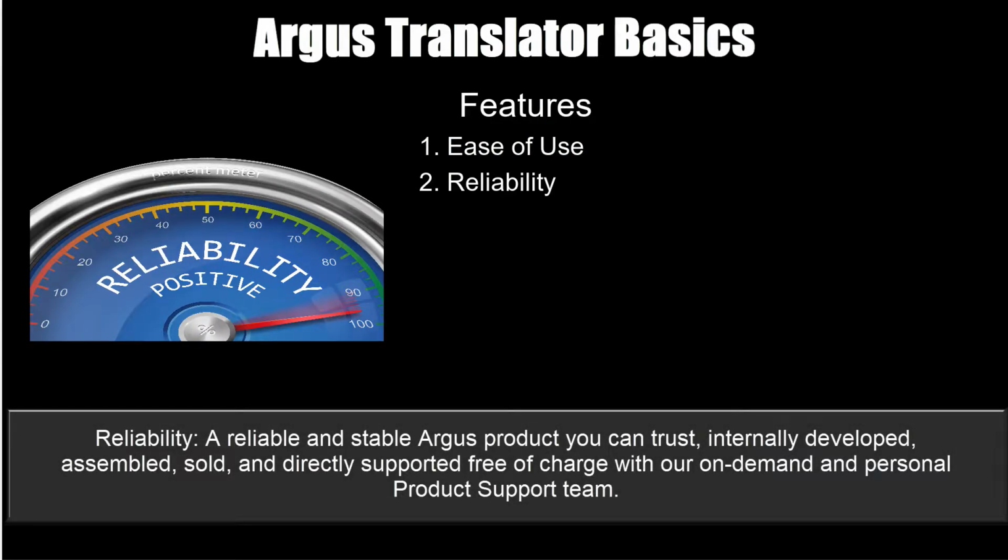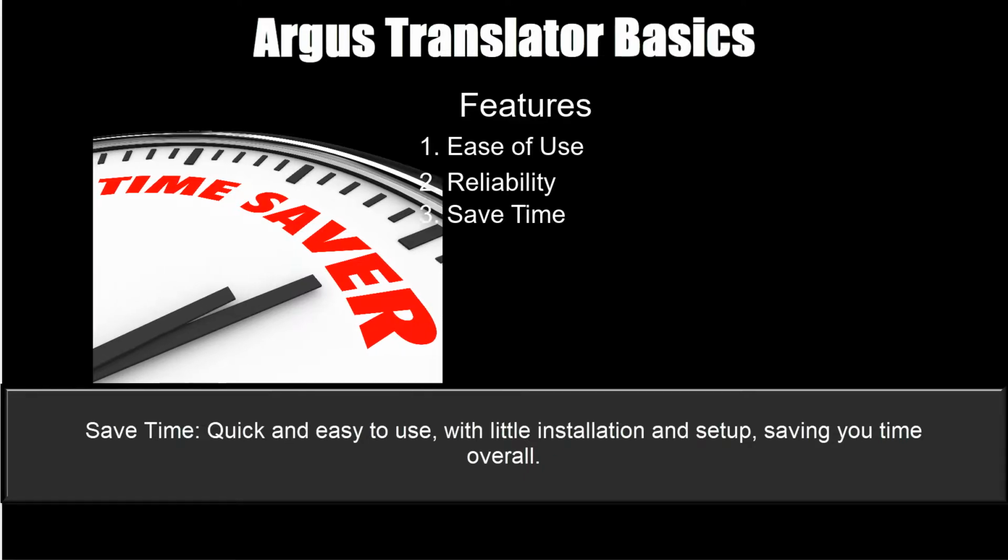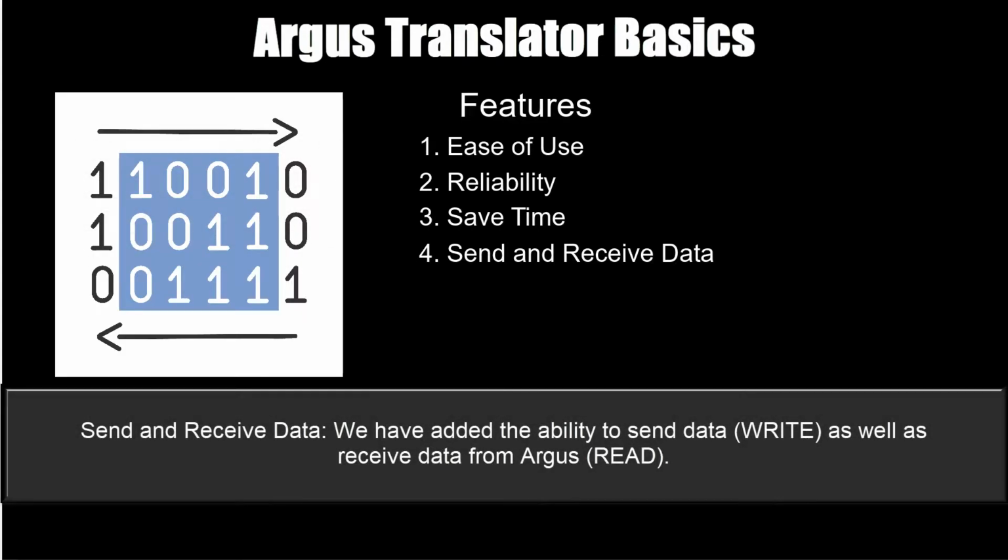Reliability. A reliable and stable Argus product you can trust, internally developed, assembled, sold, and directly supported free of charge with our on-demand and personal product support team. Save time. Quick and easy to use, with little installation and setup, saving you time overall. Send and receive data. We've added the ability to send data, write, as well as receive data from Argus, read.